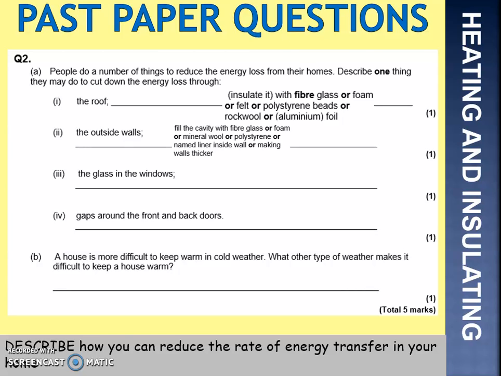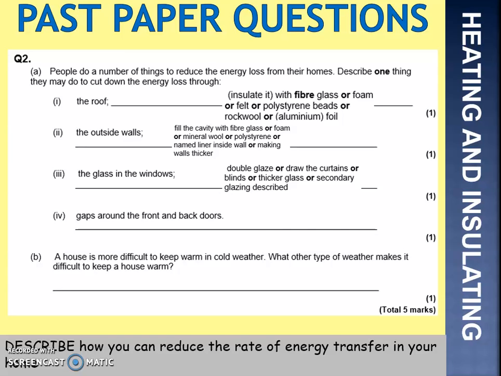The outside walls, you could fill the cavity between the walls with fiberglass or foam, polystyrene, or you could make the walls thicker. Any of those is an acceptable answer. The glass in the windows, we could make it double glazed, we could draw the curtains or the blinds, we could use thicker glass, or we could use any type of secondary glazing, so talking more double glazing.